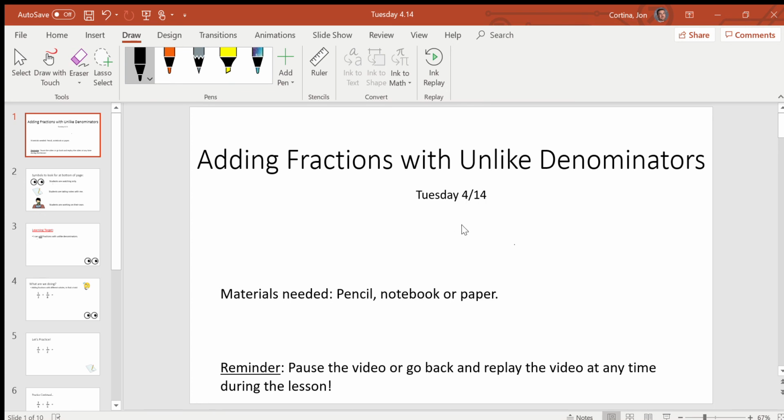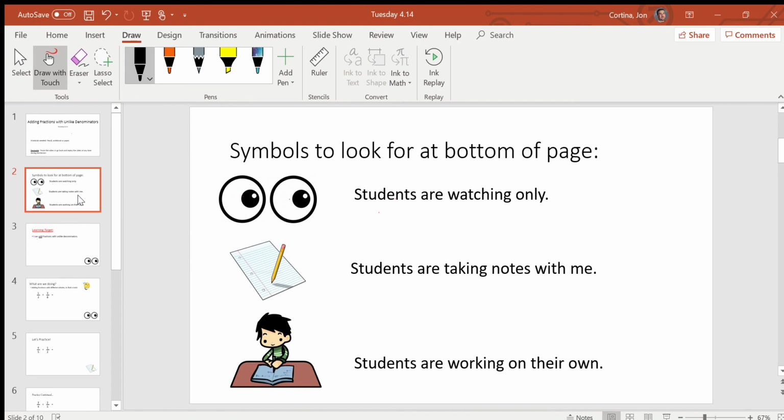Today we're going to add fractions with unlike denominators. Materials you're going to need are a pencil, notebook, and paper. And as a reminder, pause the video if you need to catch up or go back to review. Look for these symbols at the bottom of your page to know what you should be doing and when you should be doing it.